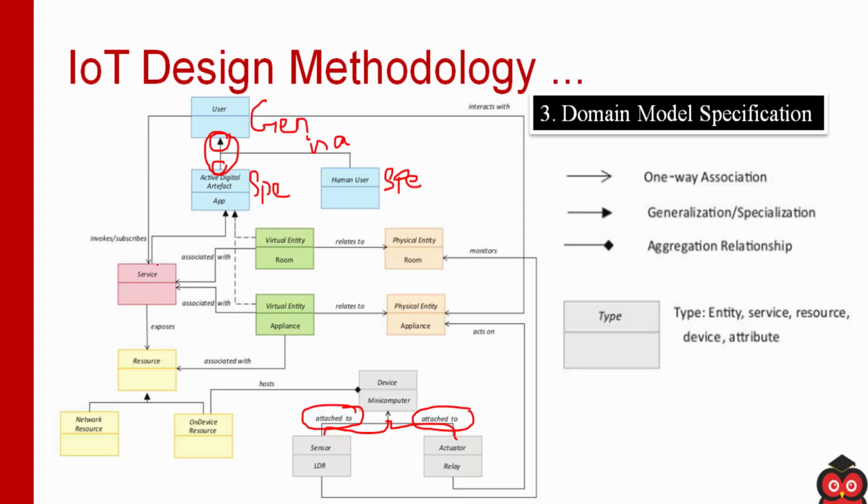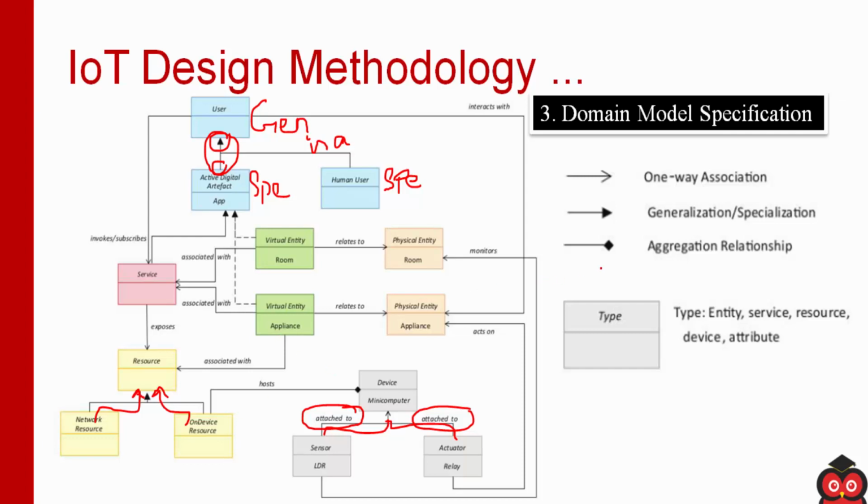Similarly, if you see here, let's say network resource. Network resource is a type of resource. Similarly, on-device resource is a type of resource. So resource is more general, and network resource, resources which are accessible through the network, are a special kind of resource. That is about the generalization specialization relationship.